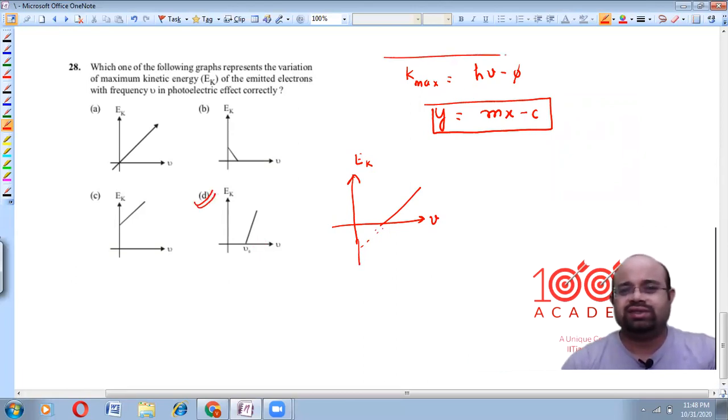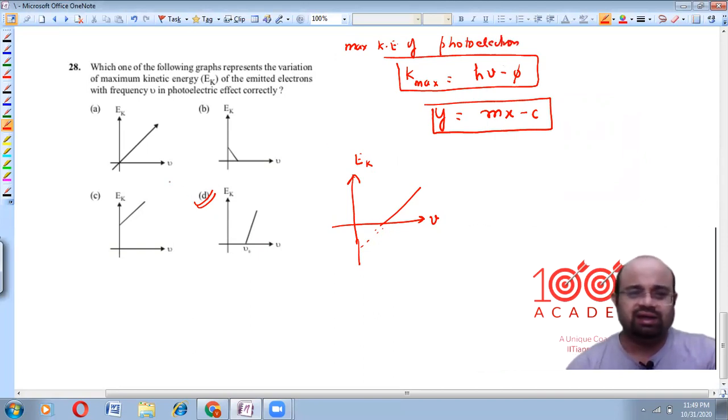According to Einstein's equation, K max is E minus phi, and E minus phi is h nu minus phi. E is equal to h nu, the energy of the photon. So the maximum kinetic energy of the photoelectron will be a linear function of the frequency, and therefore it will be a straight line graph with positive slope and negative intercept. In the first graph here, there is no intercept, c is 0. This cannot be a possible graph.